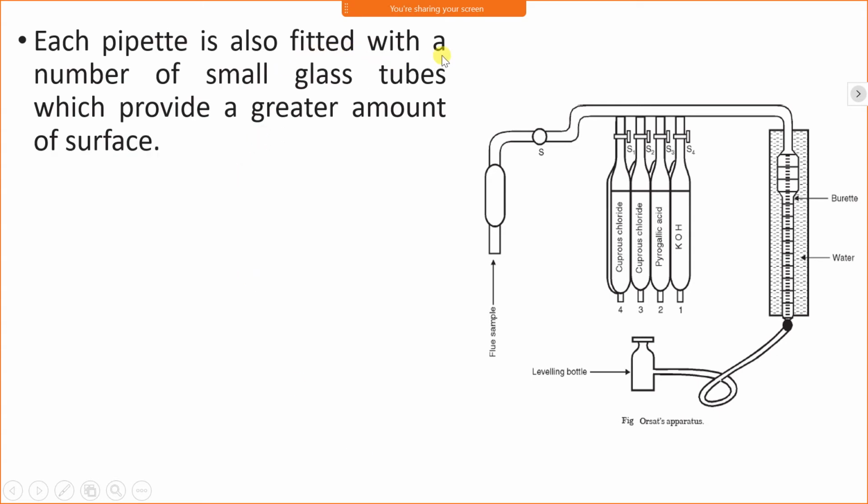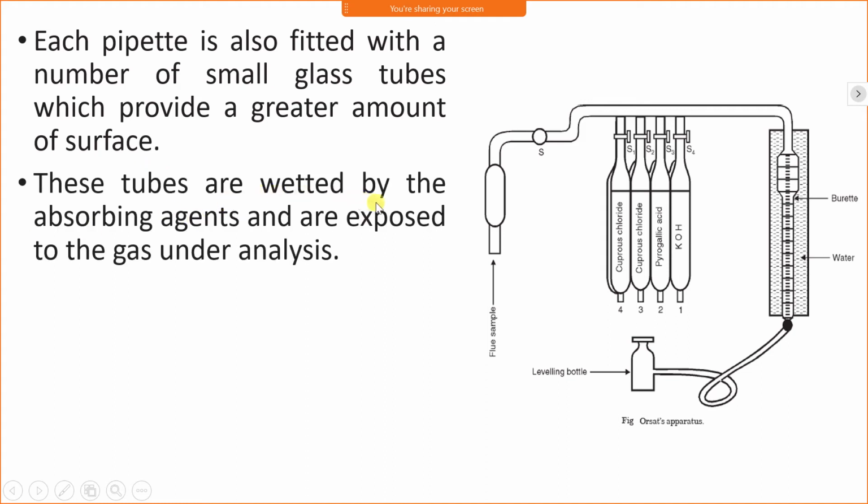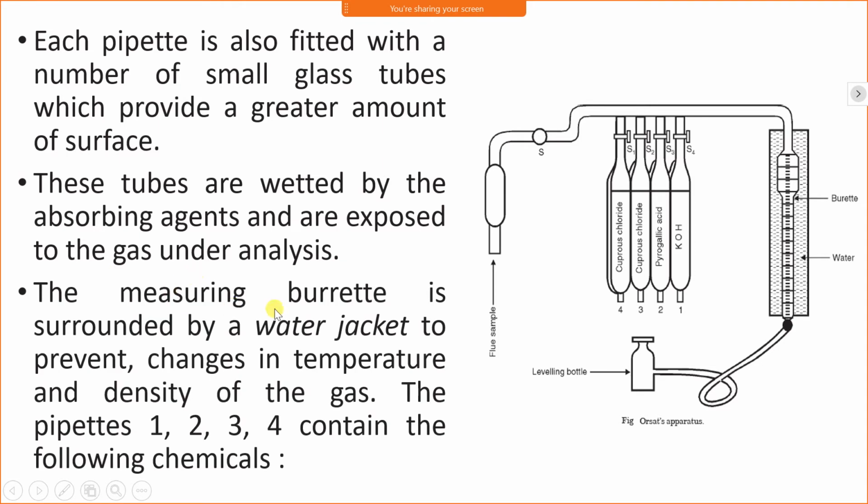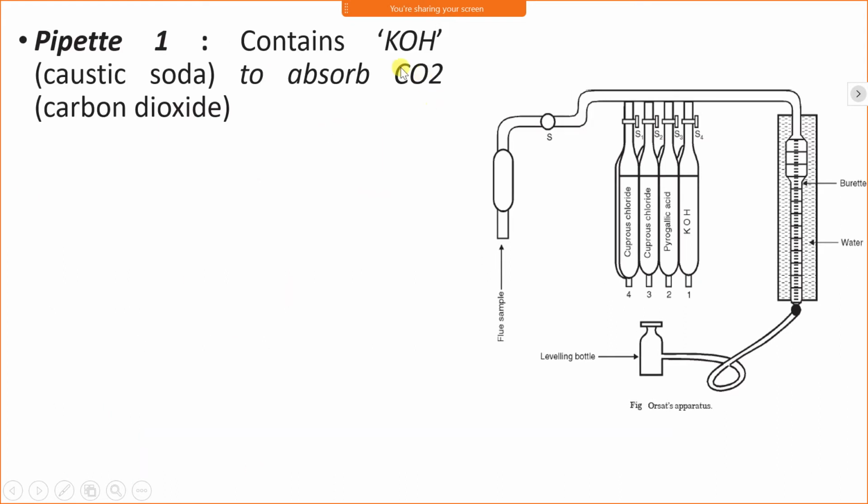Each pipette is also fitted with a number of small glass tubes which provide a greater amount of surface. These tubes are wetted by the absorbing agent and are exposed to the gas under analysis. The measuring burette is surrounded by a water jacket to prevent changes in the temperature and density of the gas. Pipettes 1, 2, 3, 4 contain the following chemicals. Pipette 1 contains KOH, that is caustic soda, to absorb carbon dioxide. In the first pipette, carbon dioxide will be absorbed.